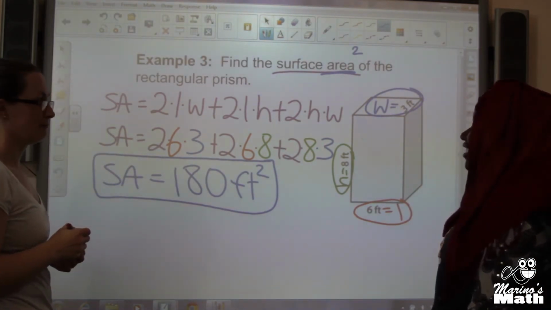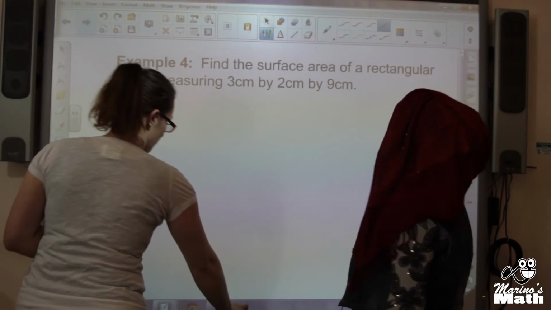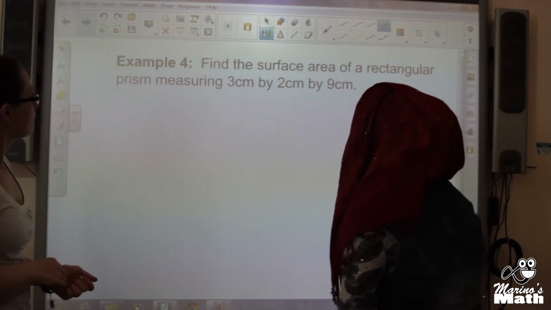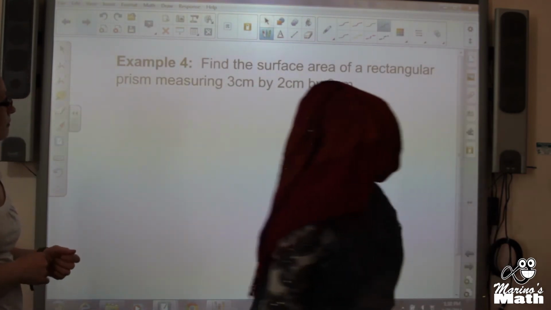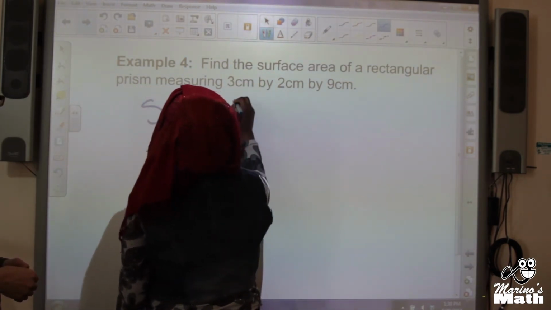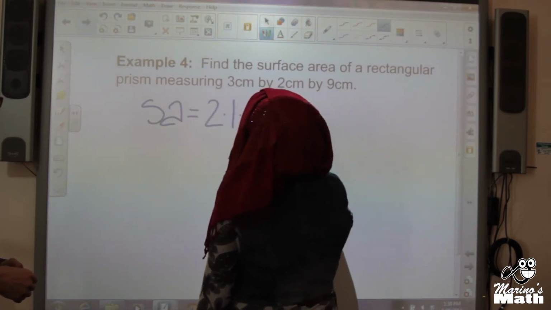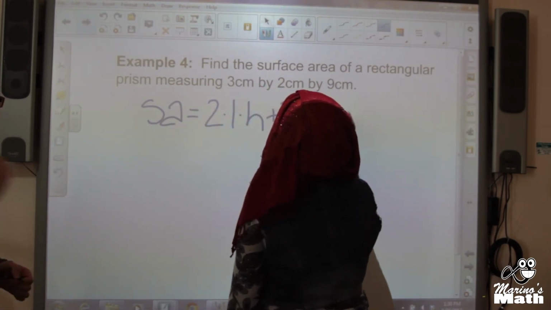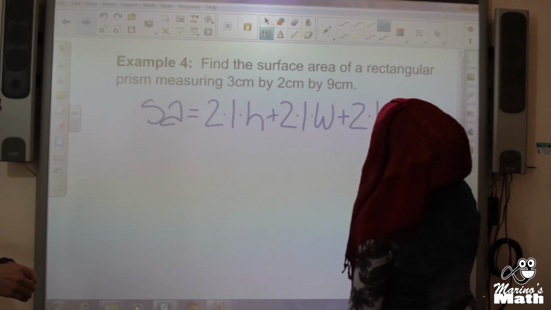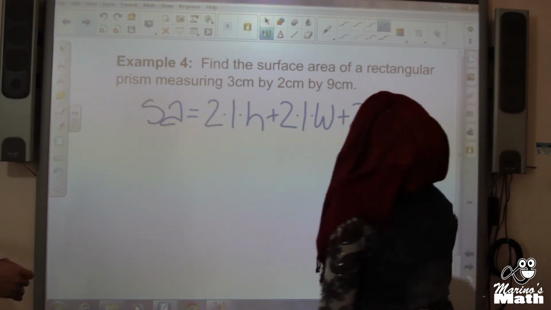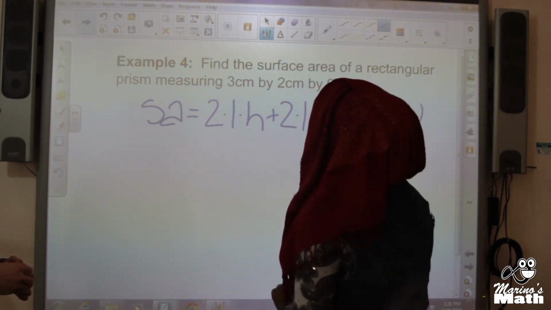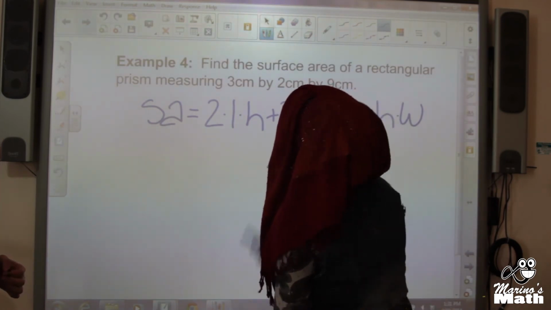Okay. You want to try one? Yeah. All right. Here is example 4. Find the surface area of a rectangular prism measuring 3 centimeters by 2 centimeters by 9 centimeters. So, surface area equals 2 times length times height plus 2 times length times width plus 2 times height times width. Perfect. And since the length is 3 centimeters, every L I'm going to write a 3.